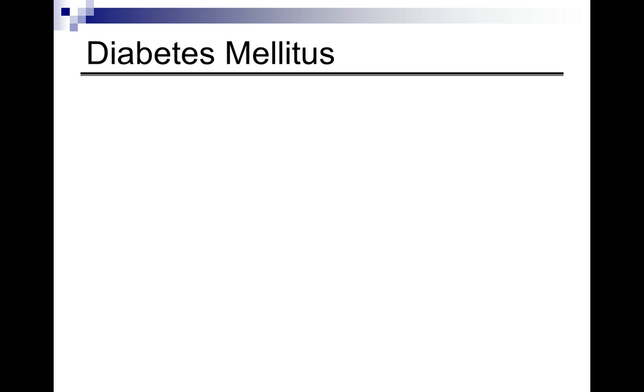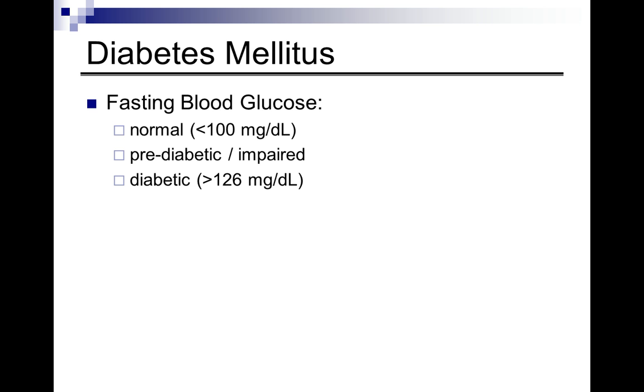So now we're going to speak about diabetes. Diabetes can be defined as a fasting blood glucose of above 126 milligrams per deciliter. And usually those measurements need to be taken over a period of weeks or months, I believe, before you can actually diagnose diabetes. Patients can also fall into the pre-diabetic or impaired range, whereas normal should really be a fasting blood glucose of below 100.